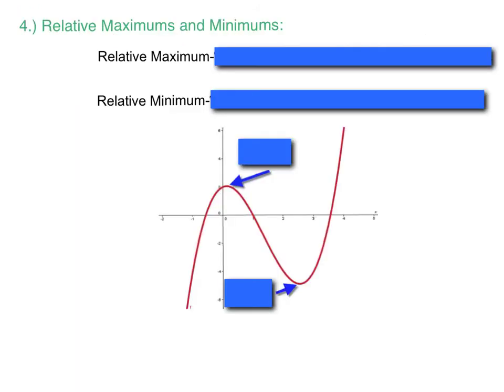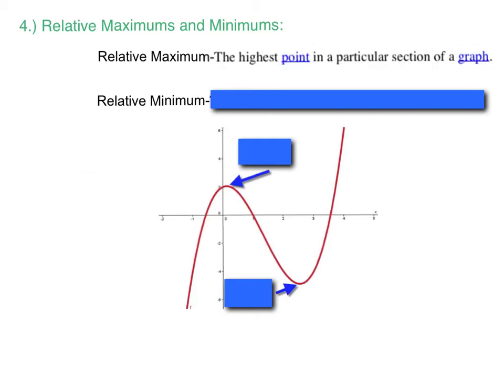Our fourth characteristic that we're going to look at today is relative maximums and minimums. Now sometimes a function will have a maximum or a minimum. When something is a relative max or a relative minimum, that simply means this. A relative max means it's the highest point in a particular section of the graph. For example, if I were to look at this section of the graph right in here, what is the highest point? Well, it is right there. So that is called the relative maximum.